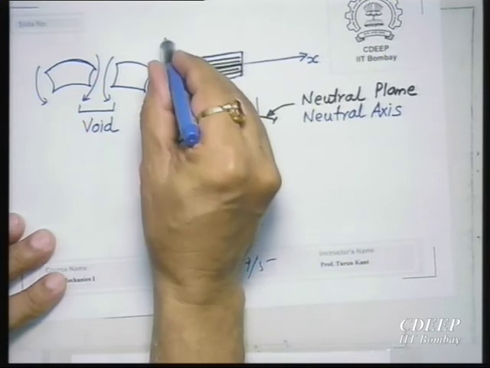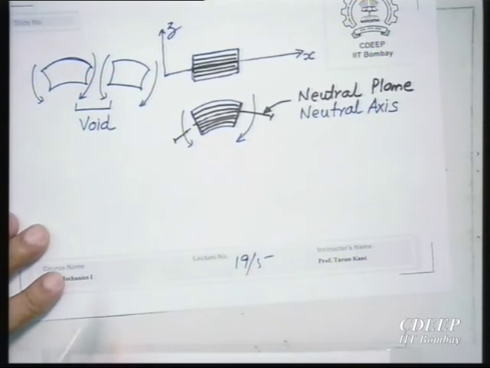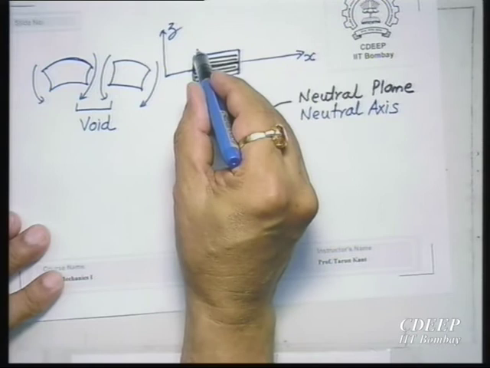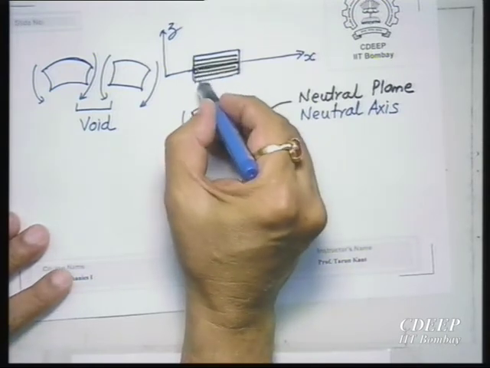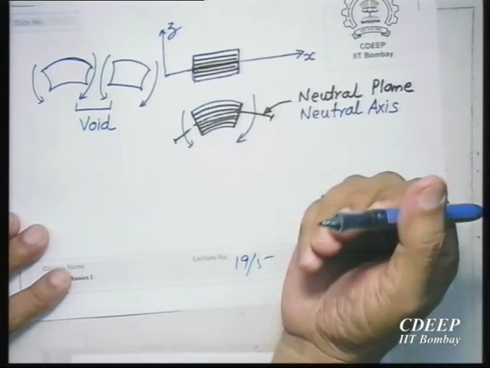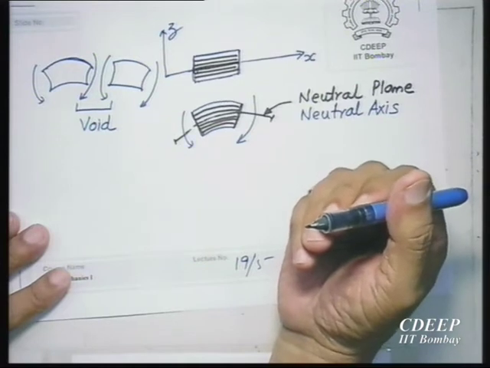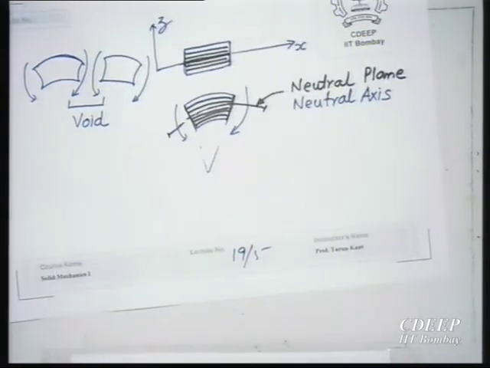Z is perpendicular to that. So all the fibers above the x axis in the z direction will undergo extension. All the fibers below will undergo compression or contraction, that is, shortening, and your cross section will take a shape like this. So I think you have got the idea of neutral plane and neutral axis.